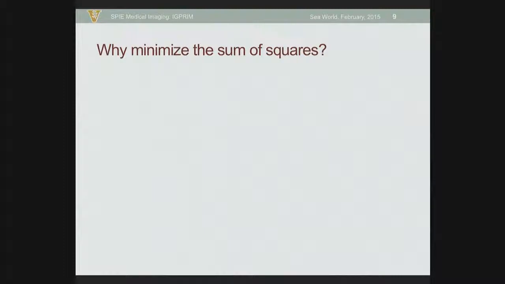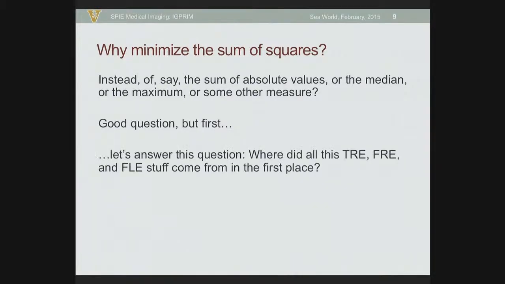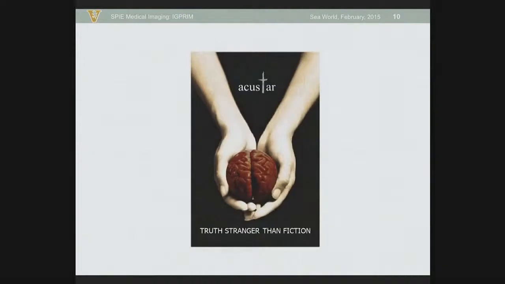So why do you minimize the sum of squares instead of, say, the absolute values or the maximum, the median, the mean, something like that? That's a good question. I'm glad you thought of it. It shows you're paying attention. But let's answer another question first. Where did all this TRE, FRE, and FLE stuff come from in the first place? It's time for that backstory. It's time for you to sit back, relax, and enjoy the saga of AccuStar, truth stranger than fiction.